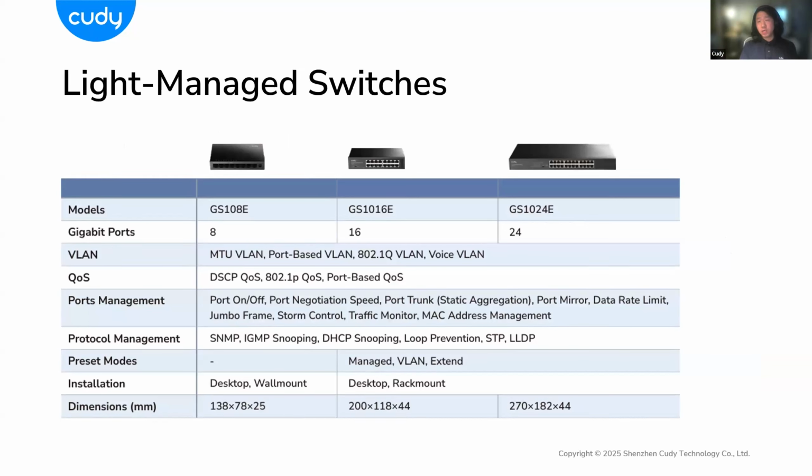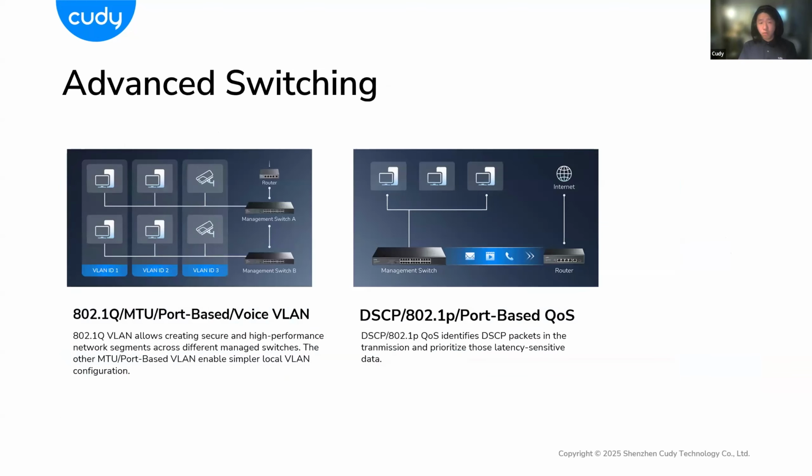Okay, so finishing the PoE switches introduction, we're looking at light managed switches. Light managed switches are unmanaged switches adding some essential management features. What are they? Let's break it down. We have a more advanced VLAN on these models, called 802.1Q VLAN. Unlike the basic VLAN we just introduced on the PoE switches, 802.1Q adds a VLAN tag to each data packet.